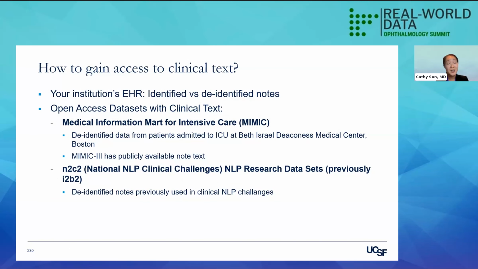So gaining access to clinical text can be a little challenging due to the risk of protected health information. The best way is probably working with your institution's own EHR data. There are a few open access data sets, and MIMIC-III, which is ICU data, is probably the most commonly used.